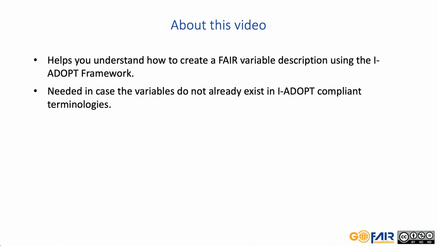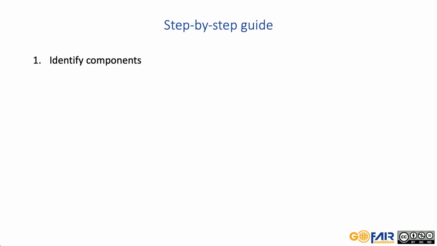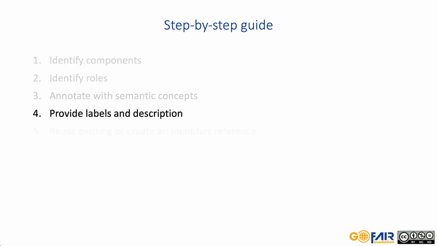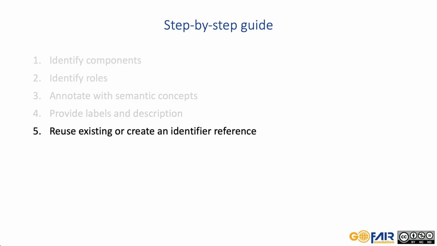Providing a FAIR variable description based on the iAdopt framework requires the following successive actions. Identify the components, identify their roles, annotate with concepts from FAIR terminologies, provide labels and description for the variable, and enrich an existing variable concept with iAdopt modeling extension or create an identifier reference for the variable.